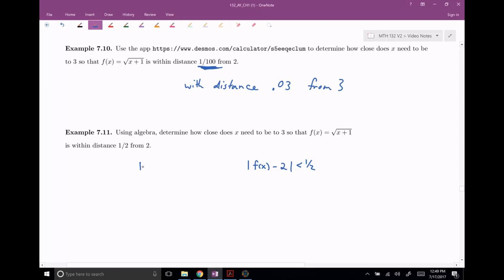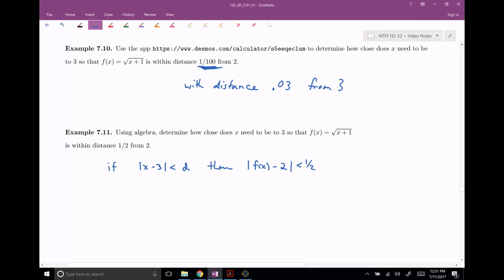So I'm going to do the absolute value of x minus 3. This tells me something about the distance between x and 3, and I want to know how small of a distance I need, right? So I don't know what this value is, but I'm going to make it less than some distance. For now, I'm going to call this a d value. So I want to know what is this d value, so that if x and 3 are within distance d from each other, then f of x and 2 are within distance 1/2 from each other.